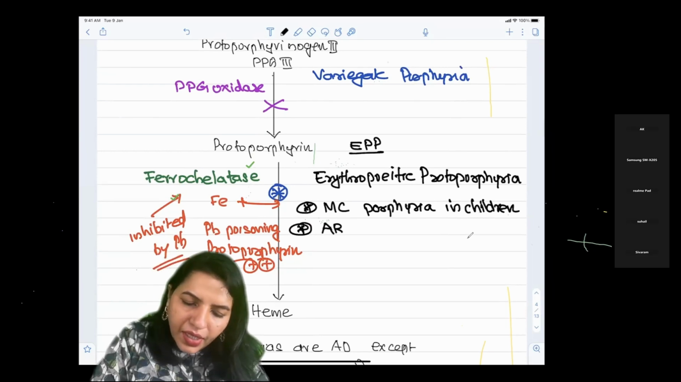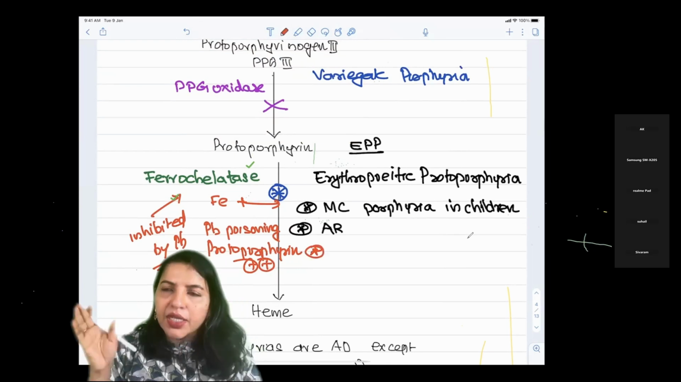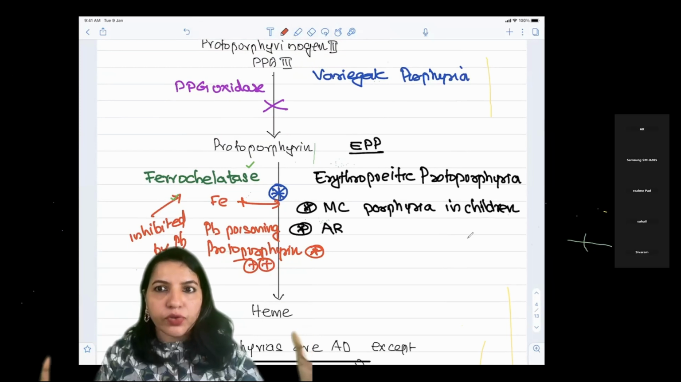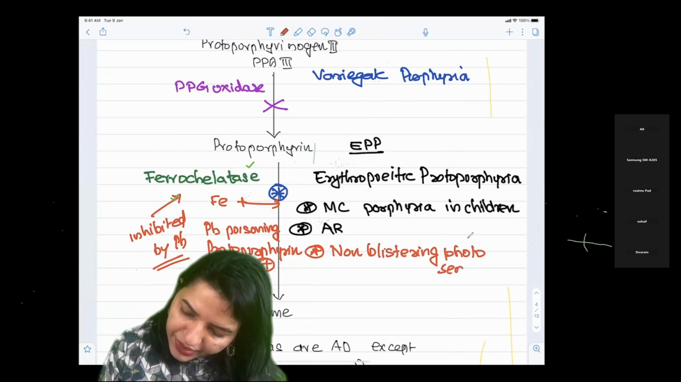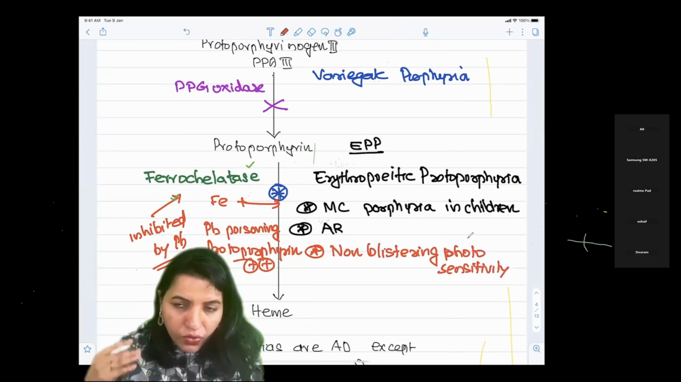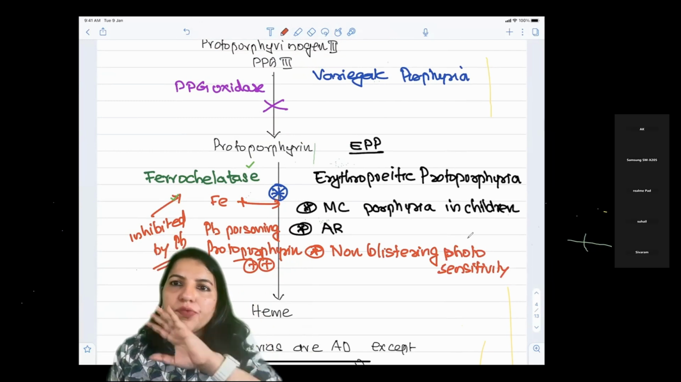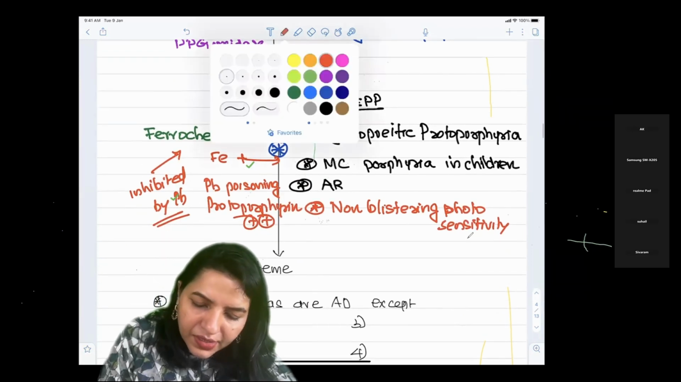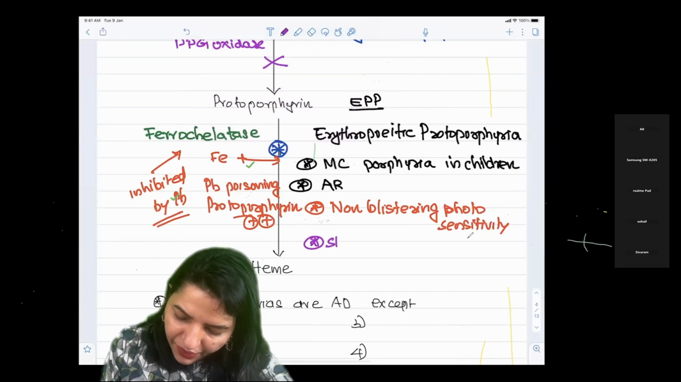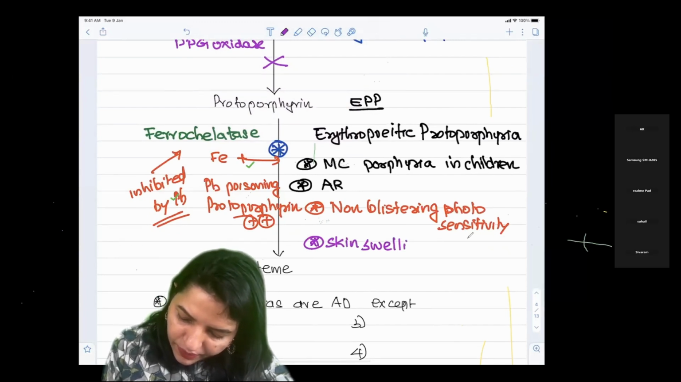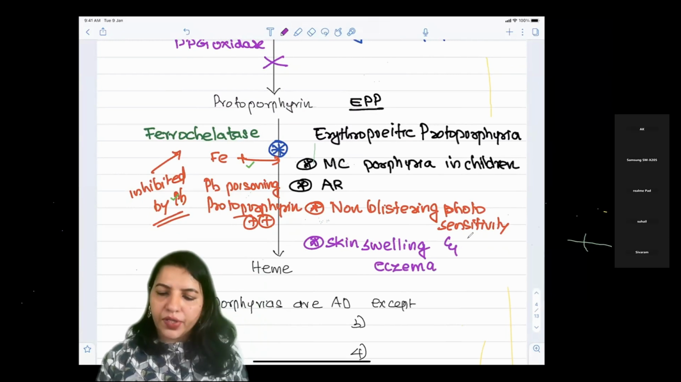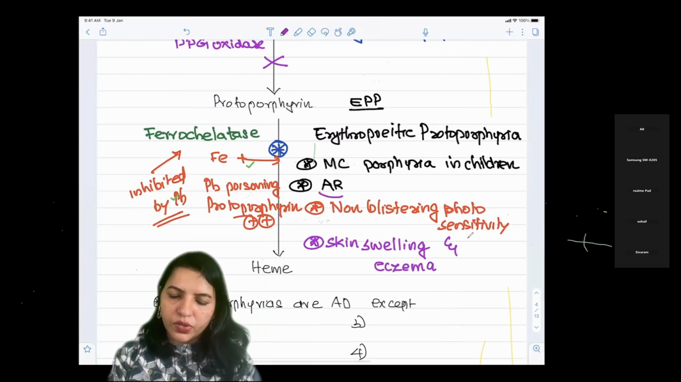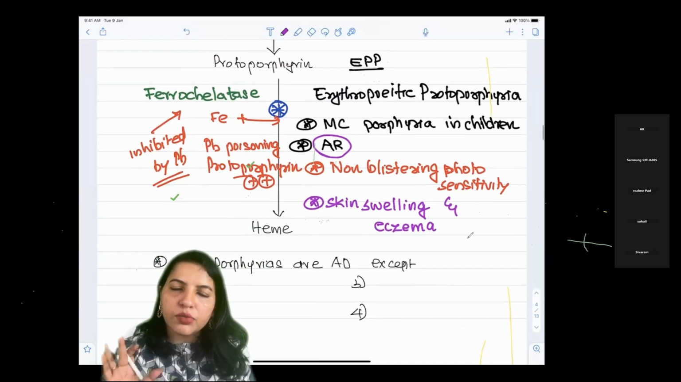Then another very important difference in erythropoietic protoporphyria when we compare it with other photosensitivity is this is a non-blistering photosensitivity. So photosensitivity is there, but here it is not blisters. Usually photosensitivity is blisters. Here there is no blisters. It is non-blistering photosensitivity where they have skin swelling and eczemas. Okay, so that is erythropoietic protoporphyria, which is autosomal recessive condition. And this is the most common porphyria in children.